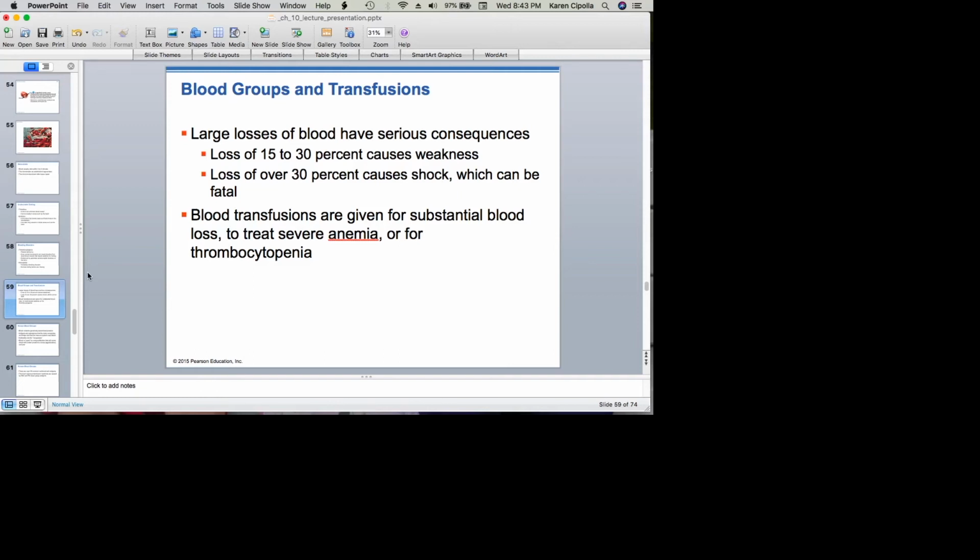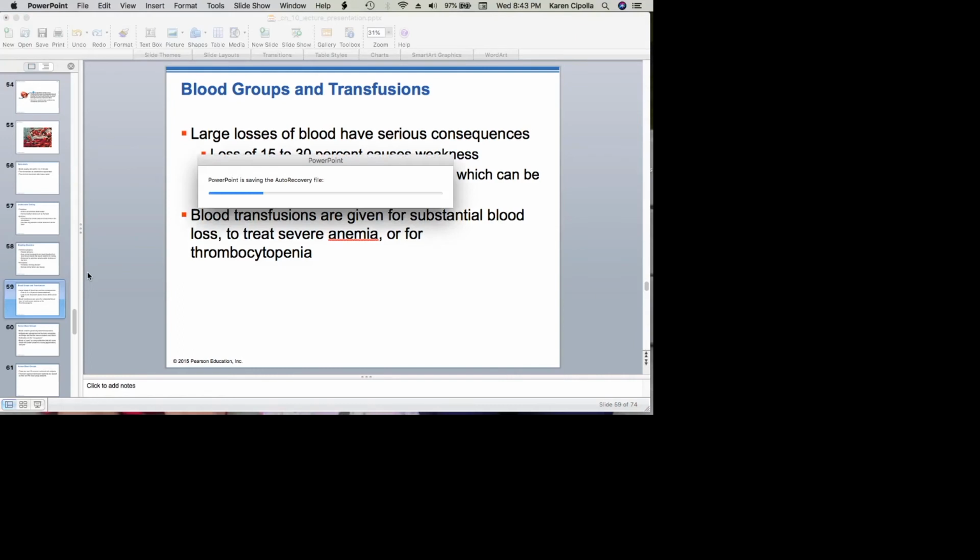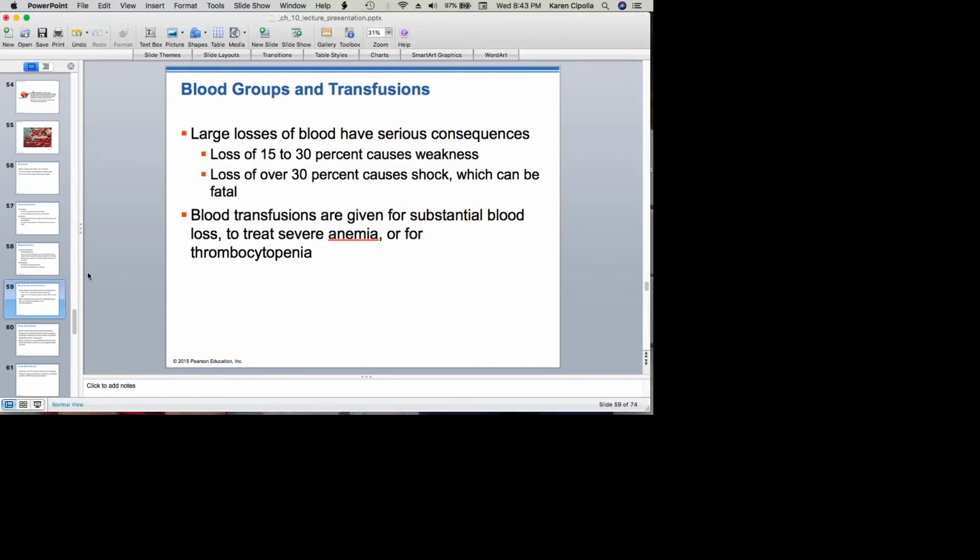Loss of over 30% of your blood can be fatal. It causes shock, and it's potentially a shock that your body cannot recover from. Transfusions are also given for anemia, like if you've got severe anemia or thrombocytopenia. Going back, thrombocytopenia is when you don't have enough platelets in your blood.